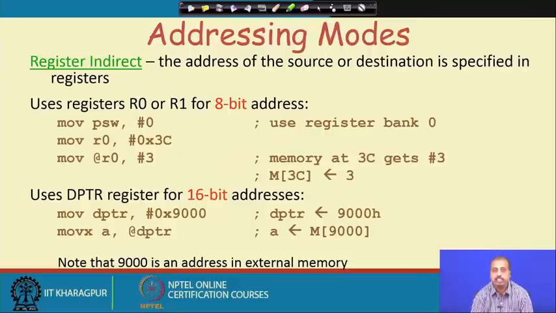So, it will be accessing the external memory, and from memory location 9000 the content will come to accumulator A. MOVX is not allowed for internal memory access, similarly MOV is not allowed for external memory access. This X marks that the processor is trying to access the external memory.